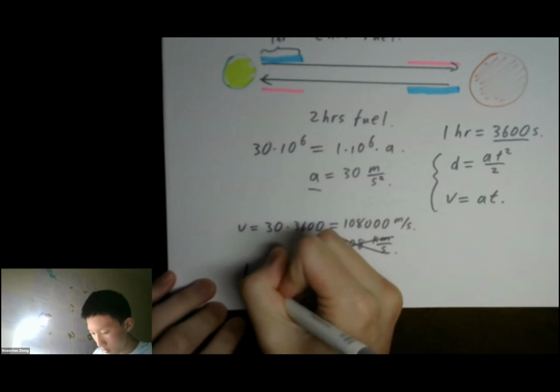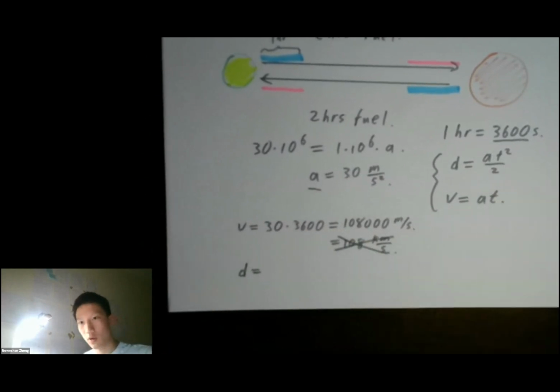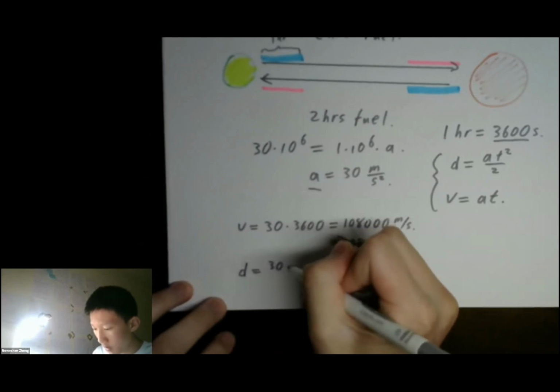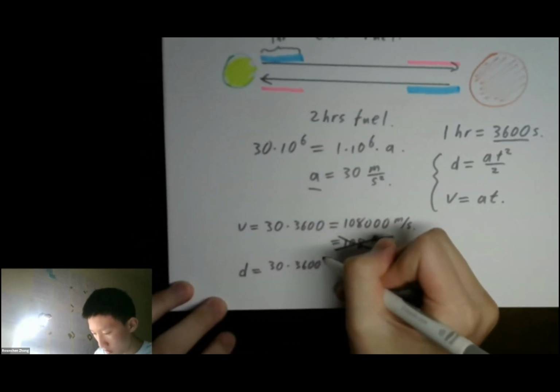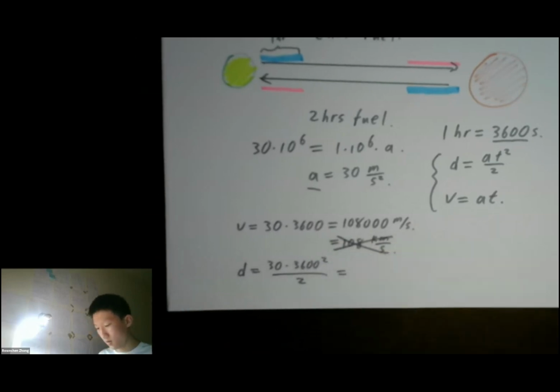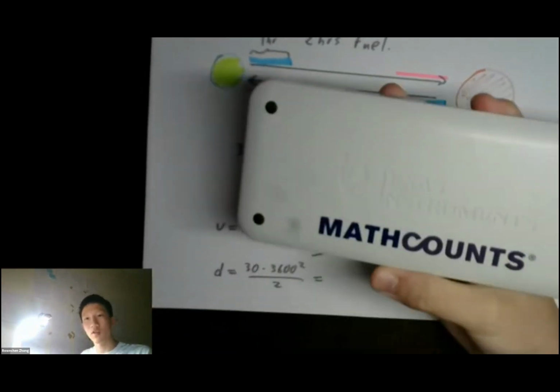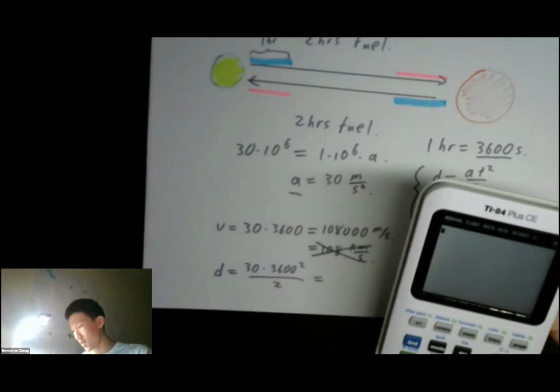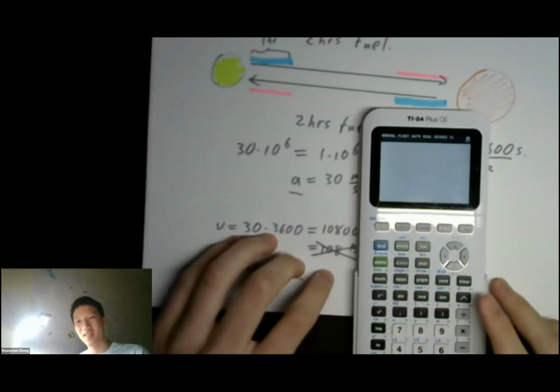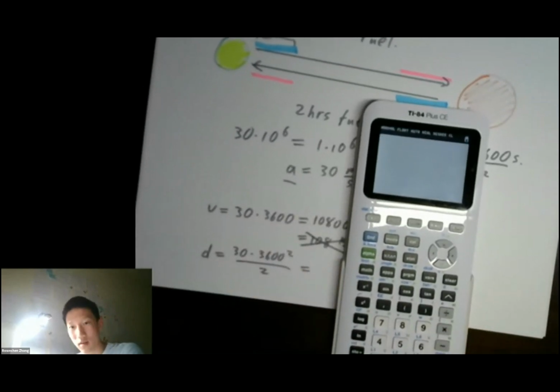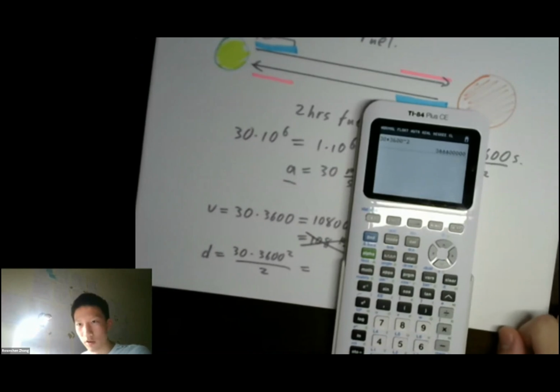Distance, what's the distance? Distance is acceleration times time squared over 2. So we've got 30 times 3,600 squared over 2. What is that? I don't know. The numbers are getting kind of big. This problem, the numbers will be getting kind of big. So I'm going to be using this calculator that I got from Math Counts. That's a flex. This is a calculator that I got from Math Counts. And I'm going to plug it in. 30 times 3,600 squared is a very big number. If you divide by 2, get a number that's half as big.